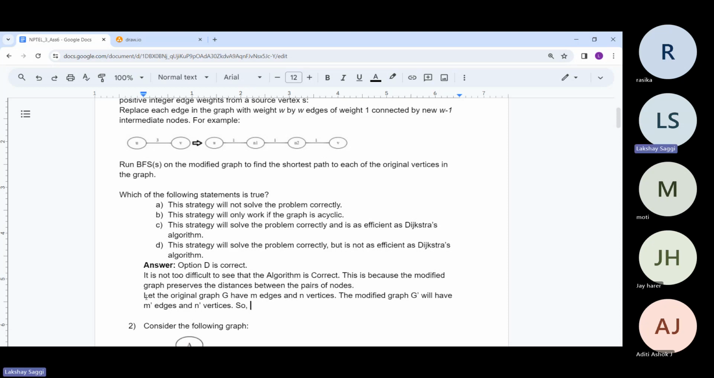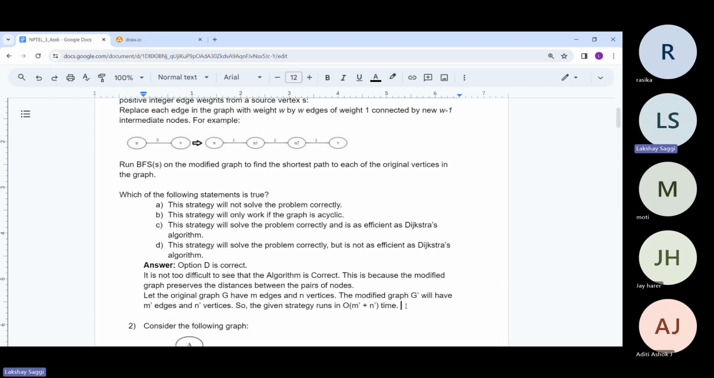So the given strategy will run in time linear in m prime and n prime, because we'll be running BFS on G prime, and G prime has m prime edges and n prime vertices. So the given strategy will run in order m prime plus n prime time. I hope this is clear to everyone. This is just the time complexity of BFS.